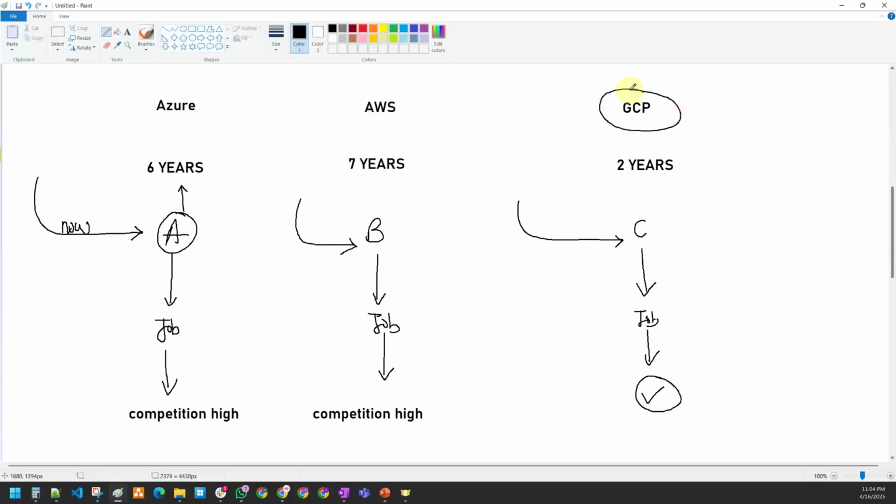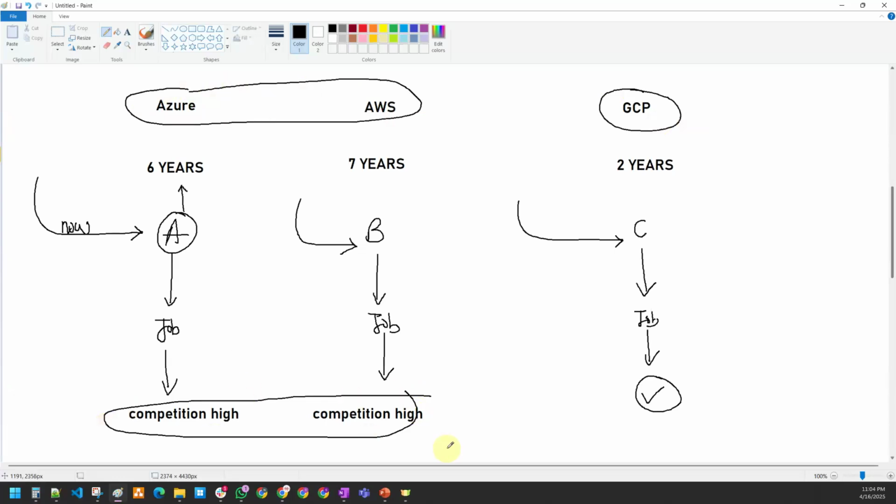All right. So even though the market is smaller for GCP, the Azure and AWS markets are huge. The opportunities are also very good, but likewise the competition is also very high. But GCP is not like that. It is a good market now, so you can compare it. AWS may be around 35 and this is somewhere around 28.